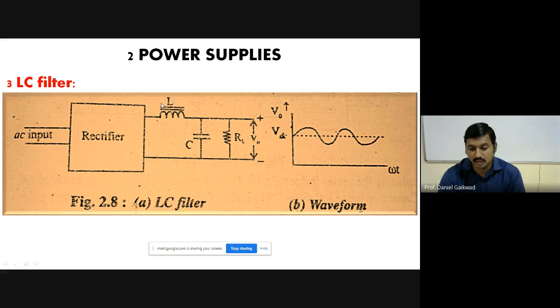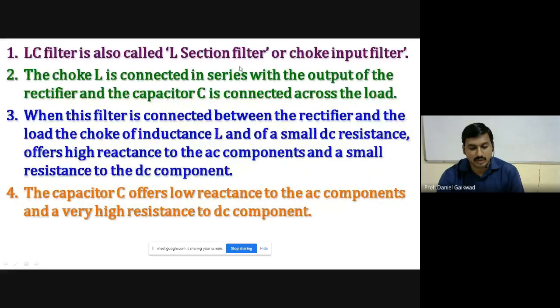This inductor L is in the form of a coil with a core, and the two lines represent the core here. The inductor is connected in series with the load resistance, and the capacitor is connected in parallel to the load resistance. The output voltage appears across the load resistance, and that is a smooth DC voltage. Now check carefully the working.